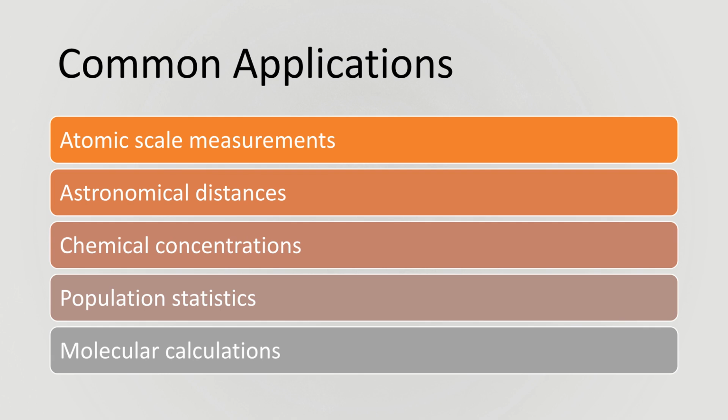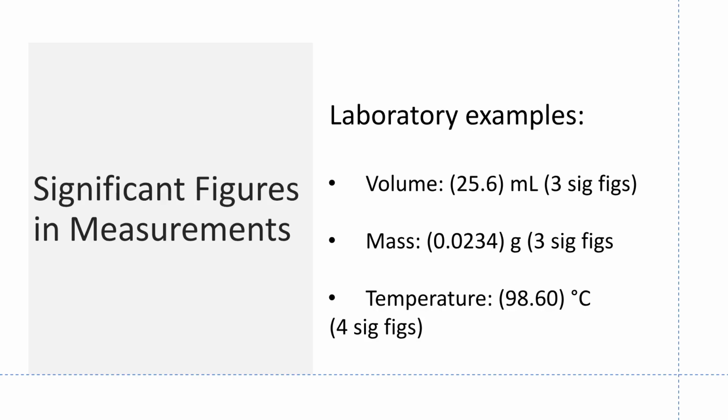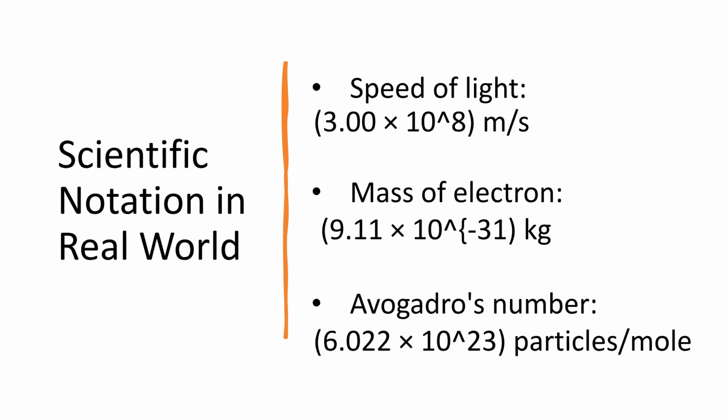Significant figures and scientific notation have common applications in atomic scale measurements, astronomical distances, chemical concentrations, population statistics, and molecular calculations. In laboratory examples, volume measurements like 25.6 milliliters have three significant figures. Mass measurements like 0.0234 grams have three. Temperature readings, such as 98.60 degrees Celsius, have four significant figures. Scientific notation is used to represent real-world constants, like the speed of light at 3.00 times 10 to the power of 8 meters per second, the mass of an electron, and Avogadro's number.